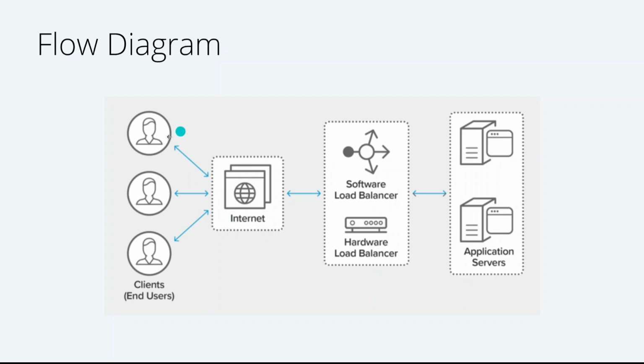Now, whenever the user opens a link, the request comes to this load balancer and the load balancer decides to which of these servers it has to send the request. The server processes that request and sends the response back via the internet to the exact user from which the request came. So this is how the flow works.